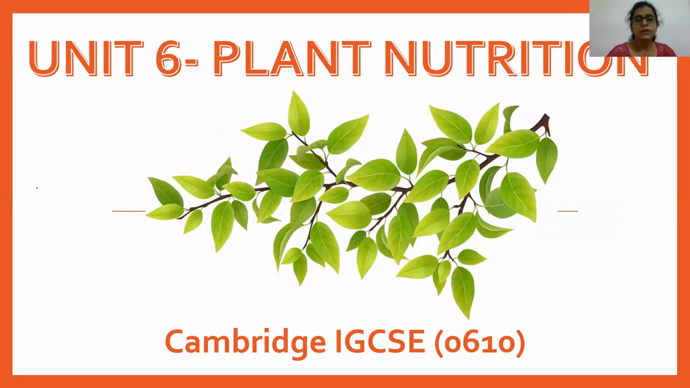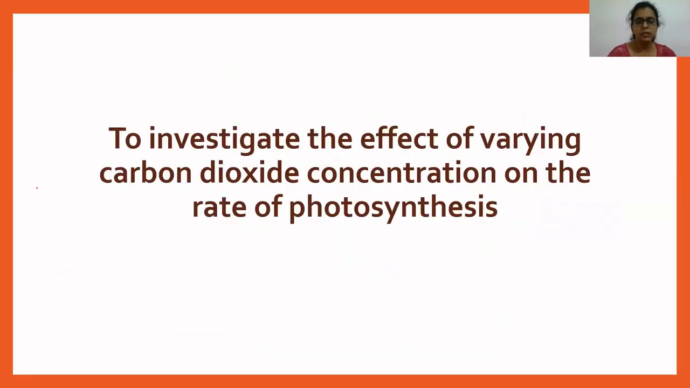Hello everyone. In this video, we are going to investigate the effect of varying concentration of carbon dioxide on the rate of photosynthesis. That means if there is any change in the concentration of carbon dioxide gas, how is it going to affect the rate of photosynthesis? If carbon dioxide concentration decreases, what will happen to the rate of photosynthesis? And if it increases, how is it going to affect the rate of photosynthesis in any plant?